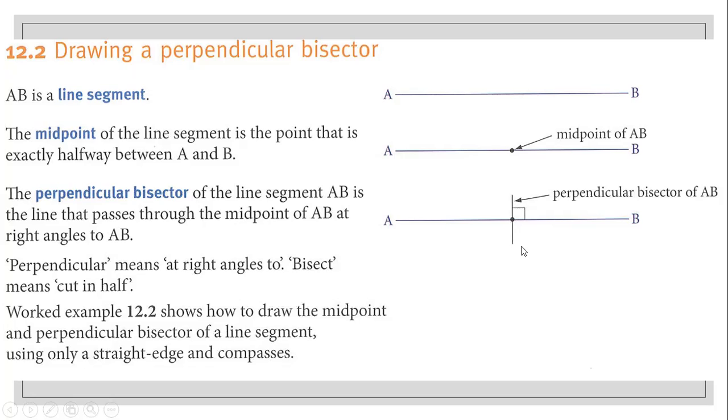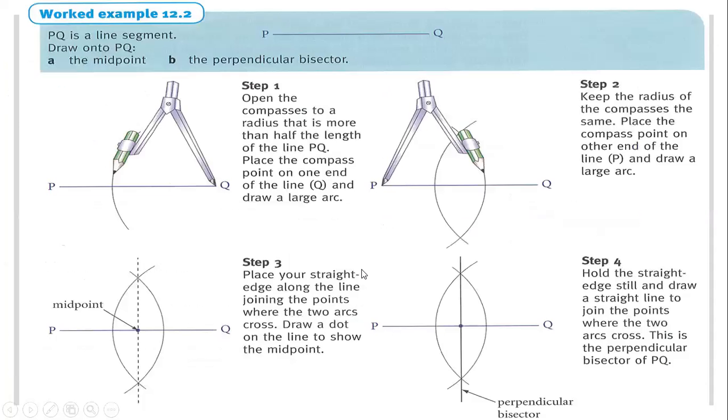Perpendicular bisector means you draw a line and make it at 90-degree angles. Perpendicular means at a right angle. Right angle means 90 degrees. To bisect means cut in half. Remember this: bi means two, so you divide this into two sides. Cut in half. So let's start from the first basic thing.